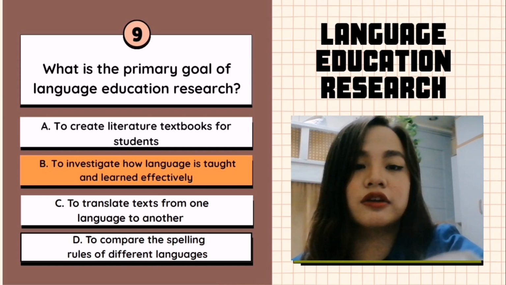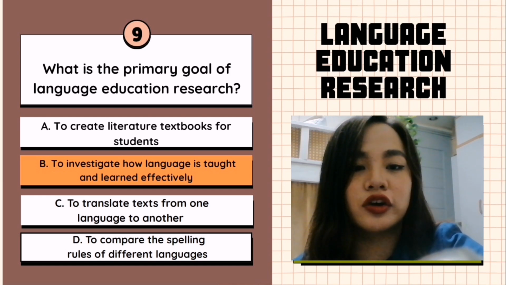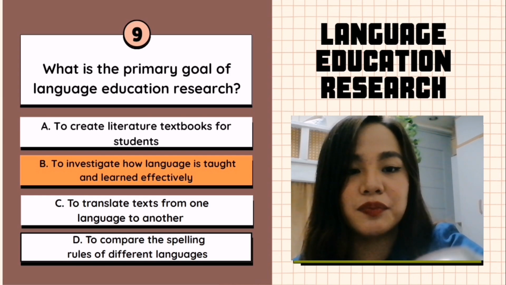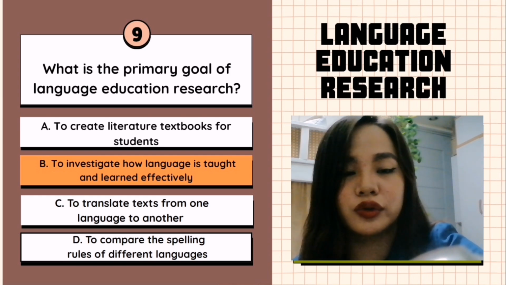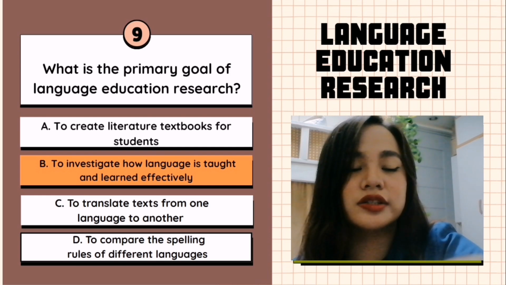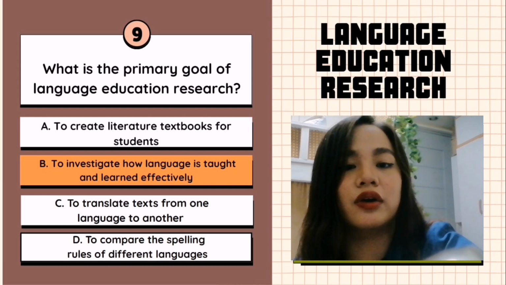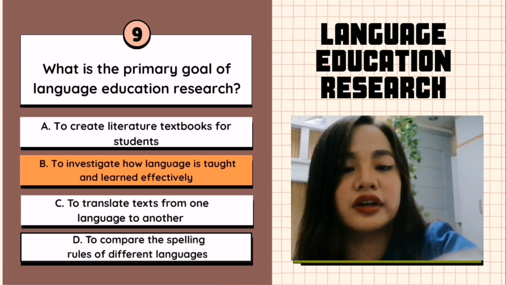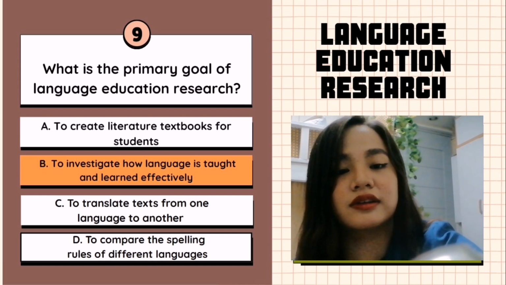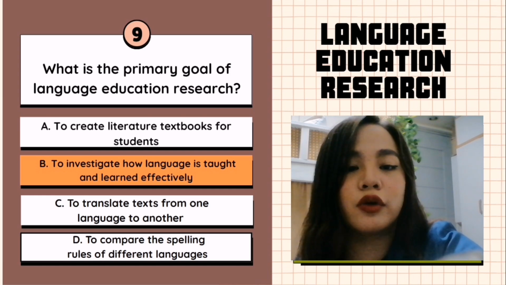Letter C is also incorrect, to translate text from one language to another. This is the focus of translation studies, not language education research. Research in language education might touch on translation as a teaching tool, but translation itself is not the main goal of it. Letter D is also wrong because comparing the spelling rules of different languages falls under comparative linguistics or language instruction analysis, not directly under educational research. Language education research focuses more on how students learn spelling, not just comparing the rules.